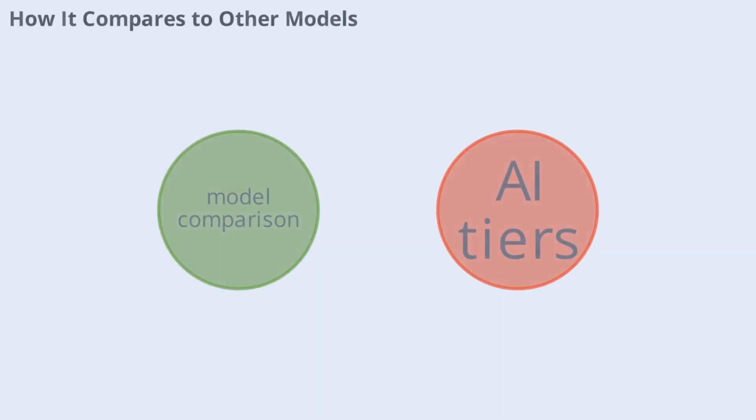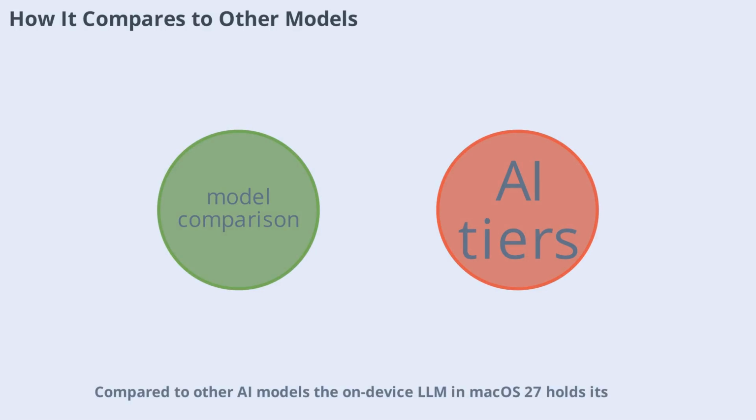Compared to other AI models, the on-device LLM in macOS 27 holds its own against similar small models like Qwen and Gemma. It's not as powerful as frontier models like GPT-4o, but it's more than capable for focused tasks. The cloud-based PCC model is even stronger, beating some mid-size open models. For most users, the built-in LLM is a practical, private, and efficient tool for daily tasks.